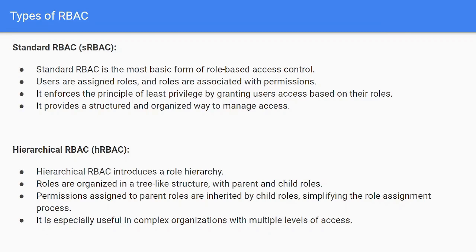Then the next one we have is hierarchical role-based access control. It follows a hierarchy, like a tree. This one has parents and children. This is what I was talking about: you can create a parent role and let the child inherit the parent's permissions and responsibilities. The child role also has its own specific permissions that it can use, and it also has access to the parent's permissions.